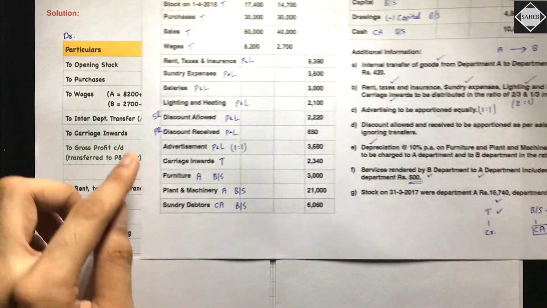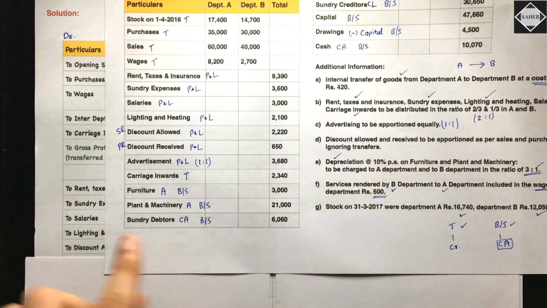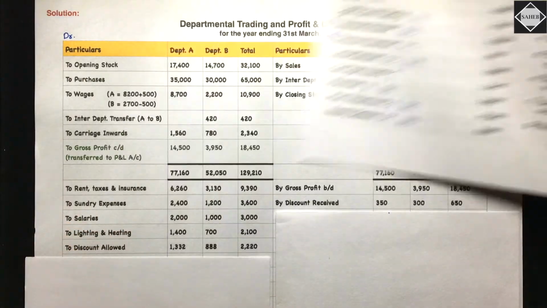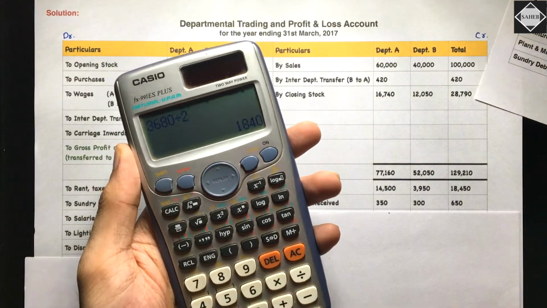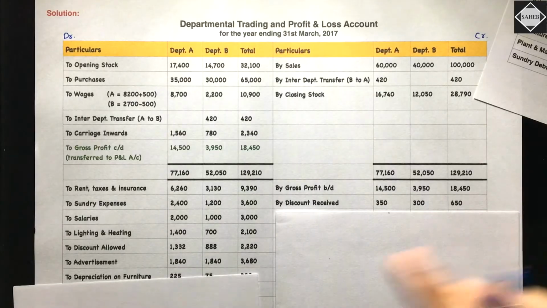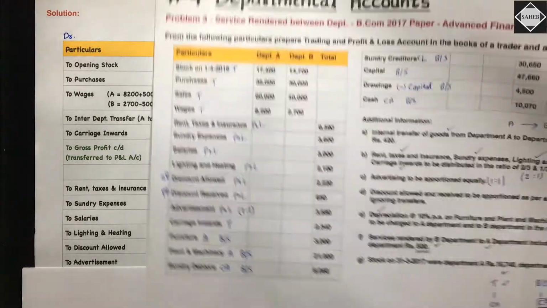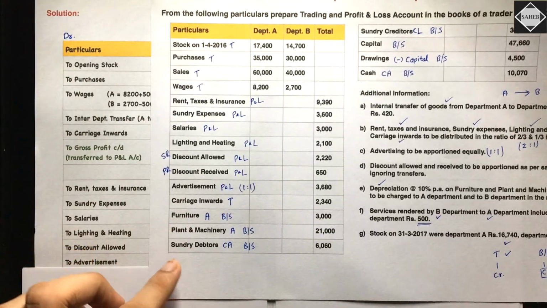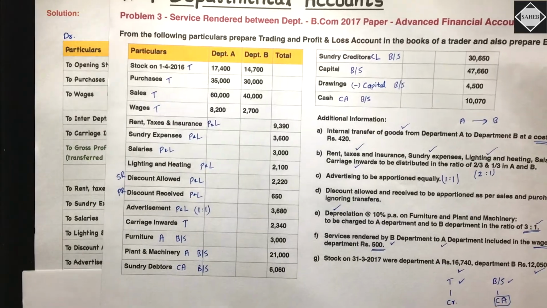Next, what do we have after discount received? We have advertisement. For advertisement the question said we have to do it equally. So advertisement is 3680. Two departments are there. 3680 divided by 2, that's equal to 1840. So see, advertisement 1840. Is it clear? Simple. After this, what do we have? Carriage inwards. Carriage inwards is already done. We have taken it in trading account. Then we have furniture, plant and machinery, sundry debtors. All are done, isn't it? Yes, all are done. Nothing else is left.